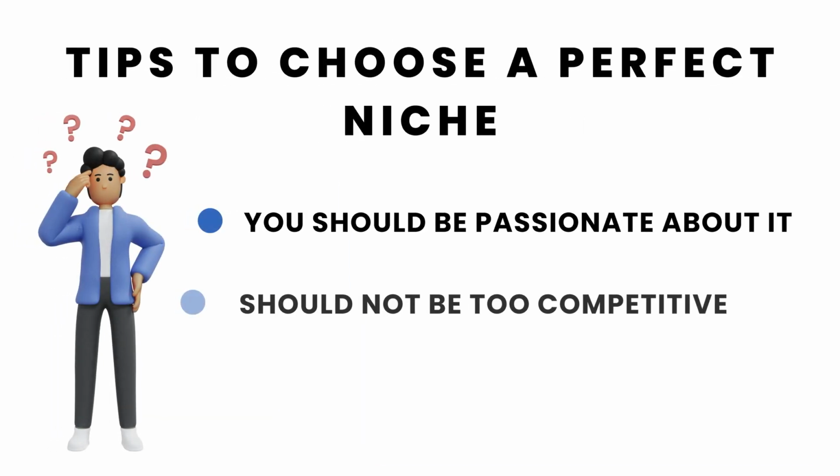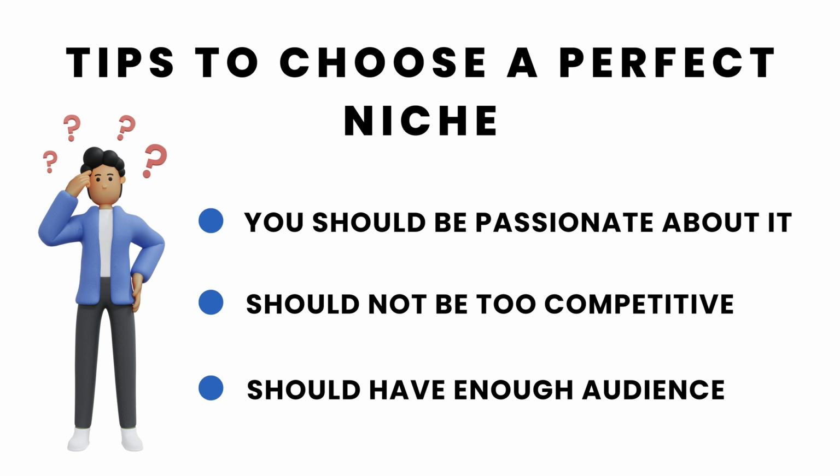It is important to choose a niche that aligns with your interest and passion. It will make creating content and building a brand in that niche much more enjoyable and sustainable. So here are some tips to choose a perfect niche for your blog. The first thing is that you should be passionate about it. Choose a topic that you're passionate about for writing your blog.